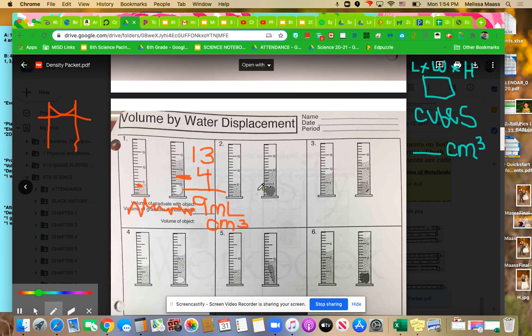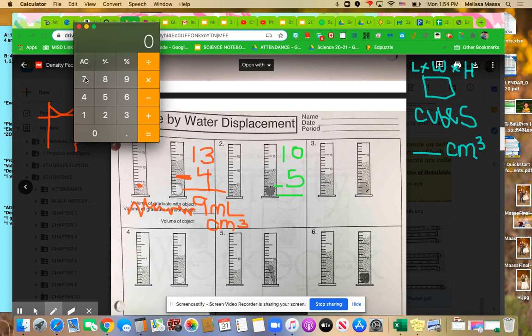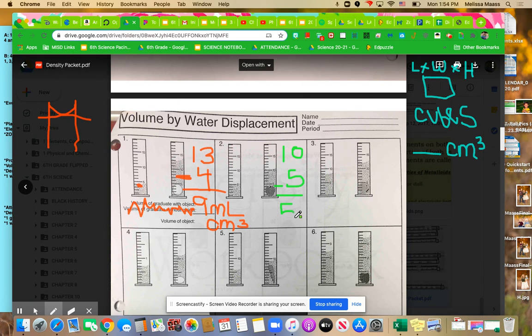I'll change my color to green. The initial water level, I mean, it's clear on this one. It's a 5, so we'll put 5 over here. And then the water level, once we put that apple inside, it rose to 10. This should be an easy one for you all. So most of you can tell me what 10 minus 5 is. So 10 minus 5 is 5. Awesome. So we're going to go ahead and write that. And milliliters.